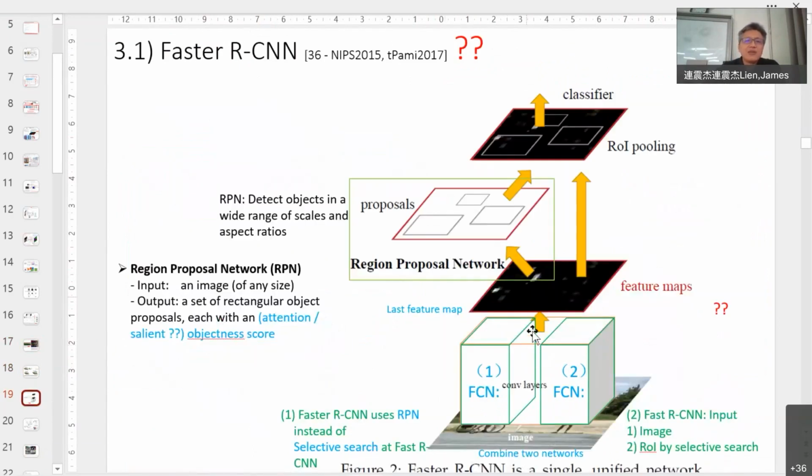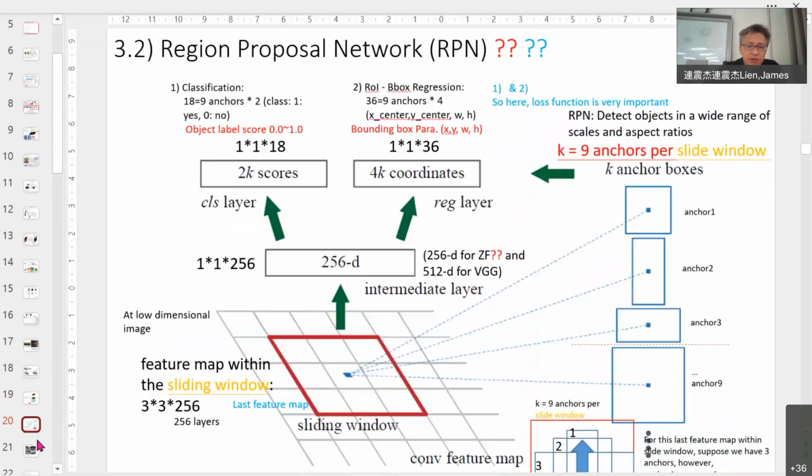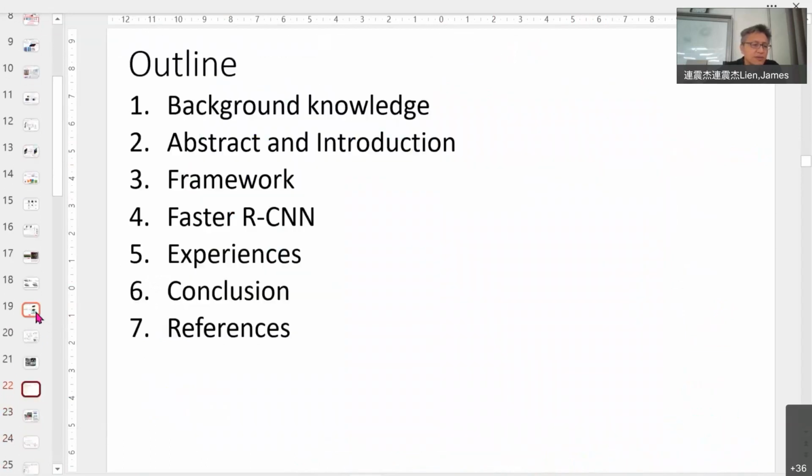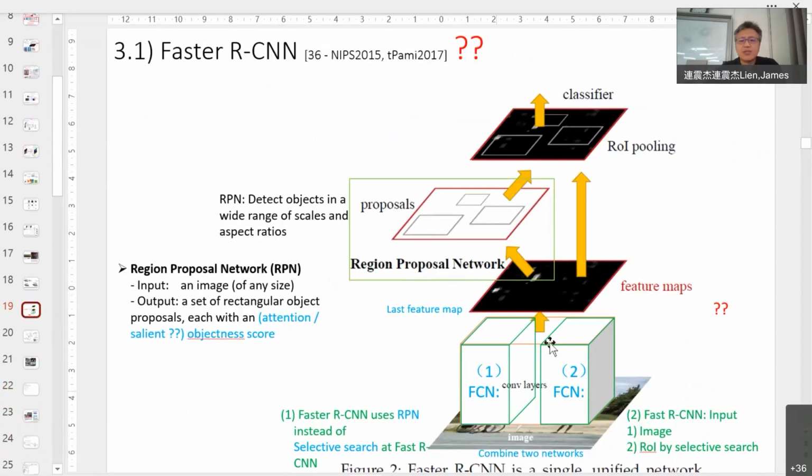So the structure or the network of Faster R-CNN is this one. Very easy to understand this concept. Later we'll talk about it in more detail.